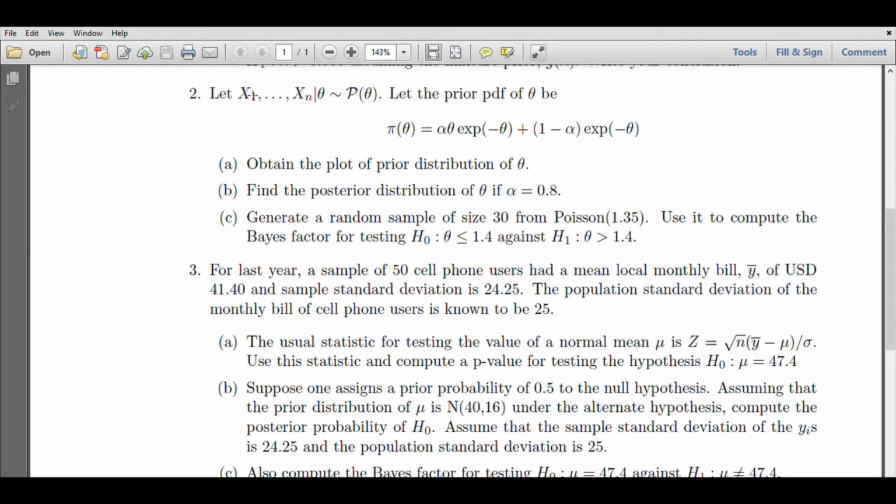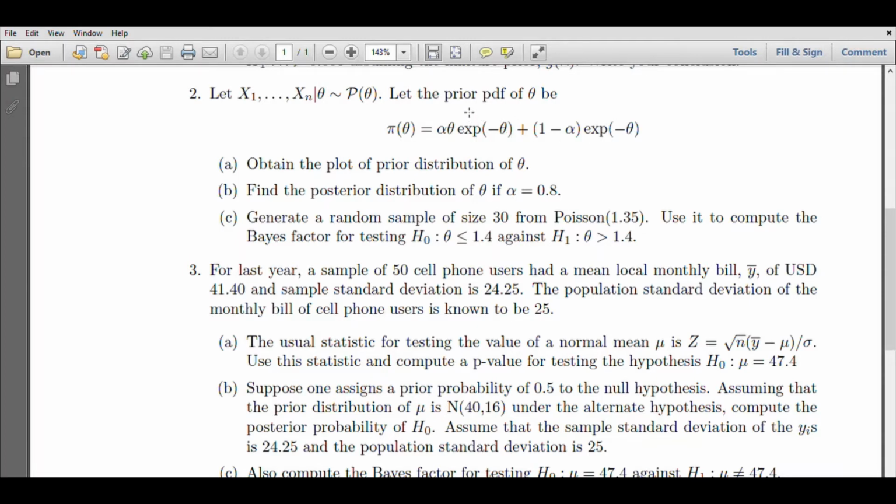Now in the second question, the xi's are assumed to have Poisson distribution with mean theta, where the prior distribution of theta is assumed to be like this. Notice that this is a mixture distribution if alpha is between 0 and 1. Here alpha is given to be 0.8. So this is a mixture of these two PDFs. The first PDF is theta e raised to minus theta and the second PDF is e raised to minus theta.